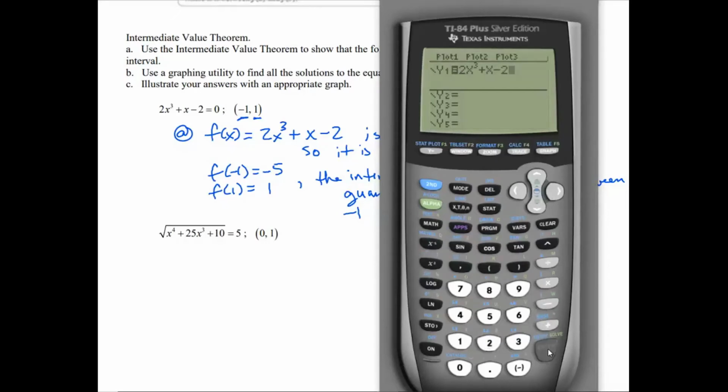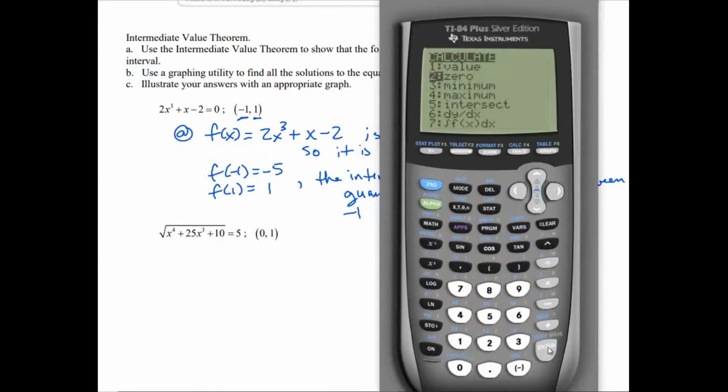So there's the function. Alright, you might want to check your window. This is where my window is set, -5 to 5 on the x and -5 to 5 on the y. And then you hit graph, and it will graph the function. Alright, and I want to know, well, what is an estimate for that 0? Okay, so what you can do with the calculator is hit calculate here. It's above trace, so I'm going to hit second trace button.